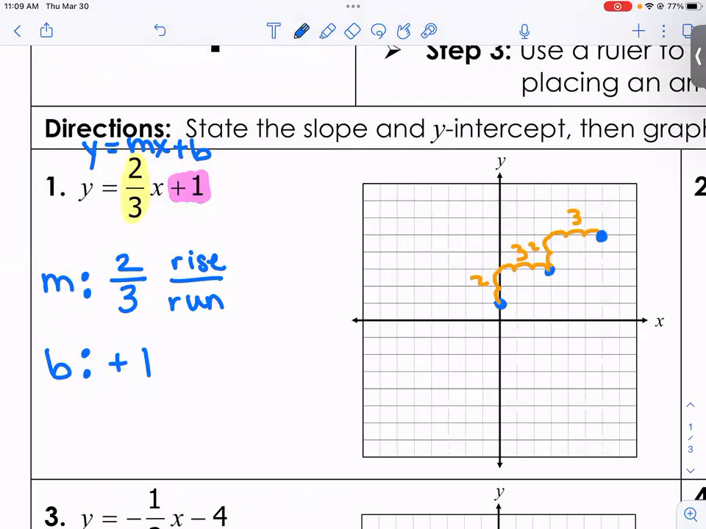Rise over run. So I did my rise over run. Here was my y-intercept. I went rise 2, run 3. Here's my point. Rise 2, run 3. Here's my point. And now with your ruler, you can draw a beautiful straight line.